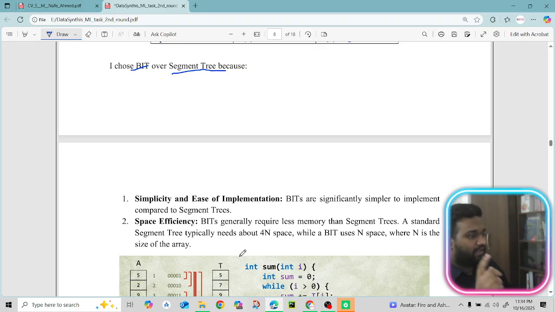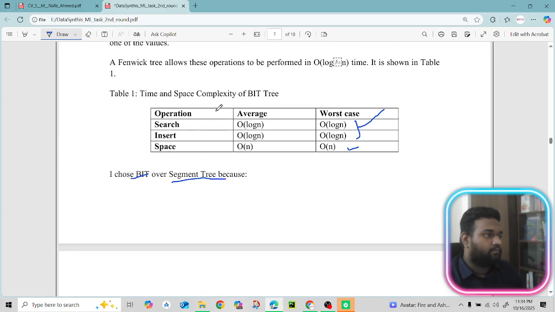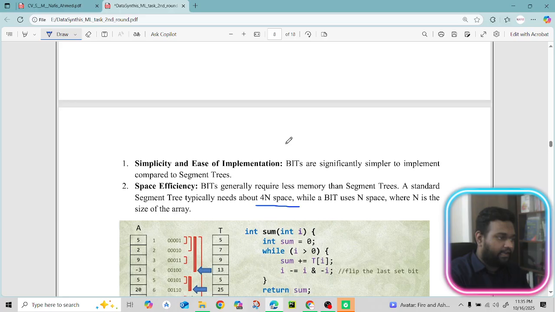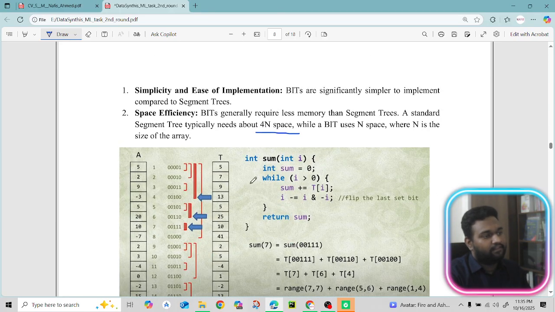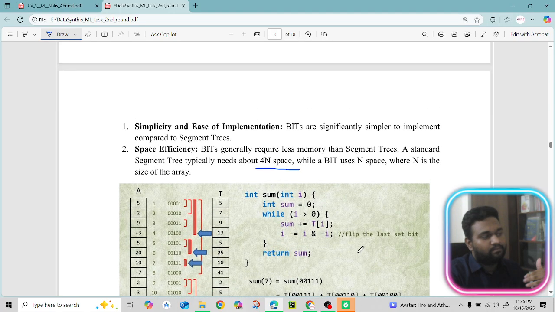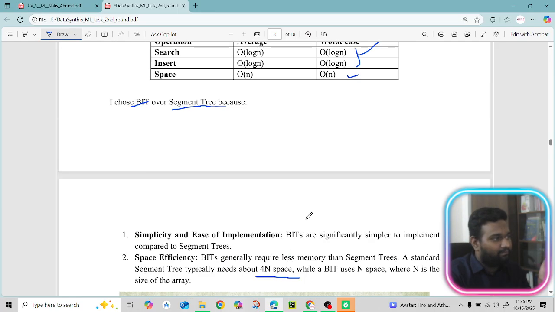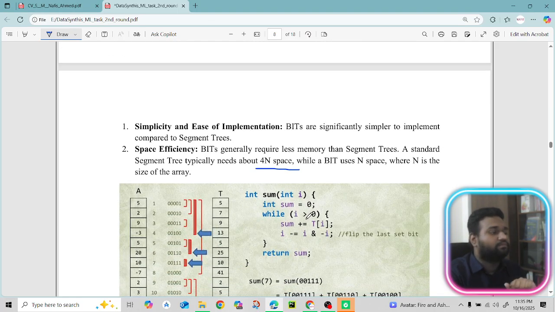Another big reason is space efficiency. We know in a segment tree we actually need 4n space, where n is the size of the array, but in the BIT we actually need only n space, the size of the array, because we are using an additional array T, which we will see later in this image, which gives us these values. So it is more efficient in terms of space. So I have chosen BIT for exact aggregation.